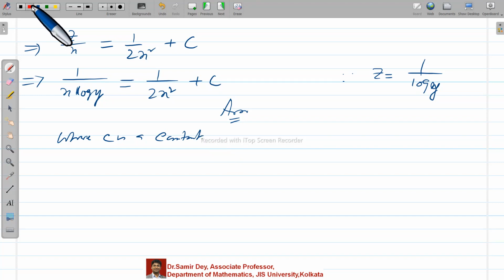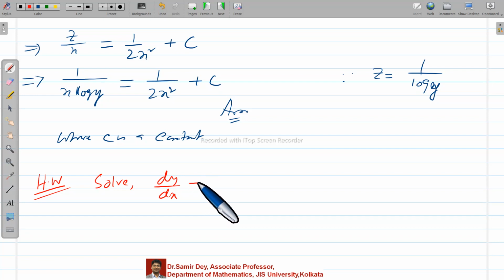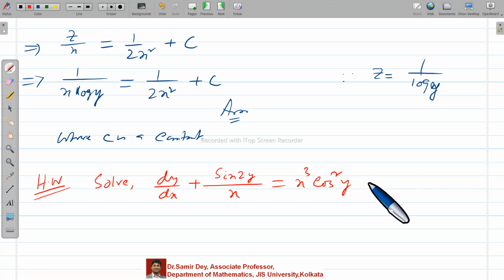Now you should write some homework. Everyone, this is my request to all of you, every time you have to do some homework. Now I am giving you the same type of question. Please write down dy/dx plus sin 2y by x is equal to x cube cos square y. Clear? Now anyone can tell me, what is your extra term you have on the right side?